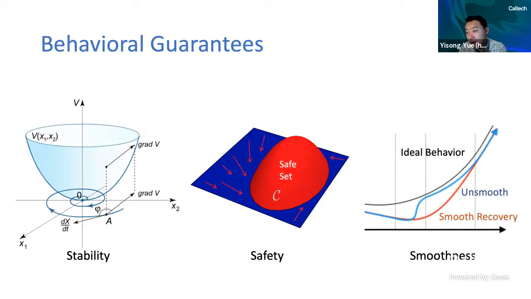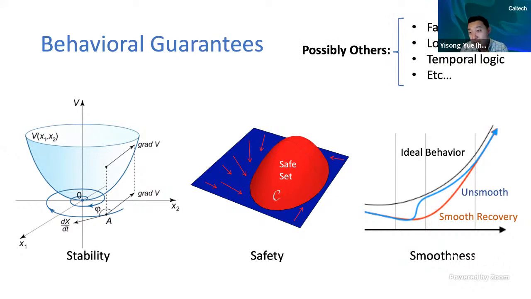And then there are simpler special cases such as smoothness, where I want to guarantee under certain assumptions that the system will never behave in a way that's too unsmooth, which could be undesirable for reasons such as comfort.